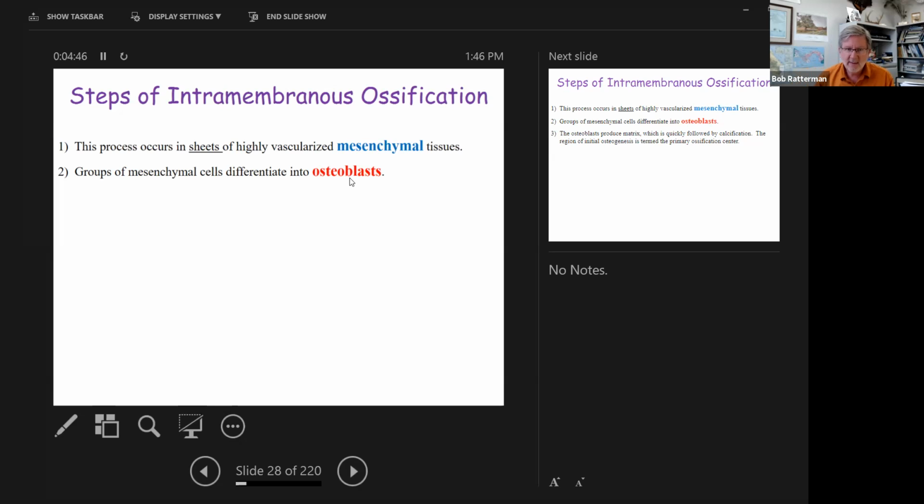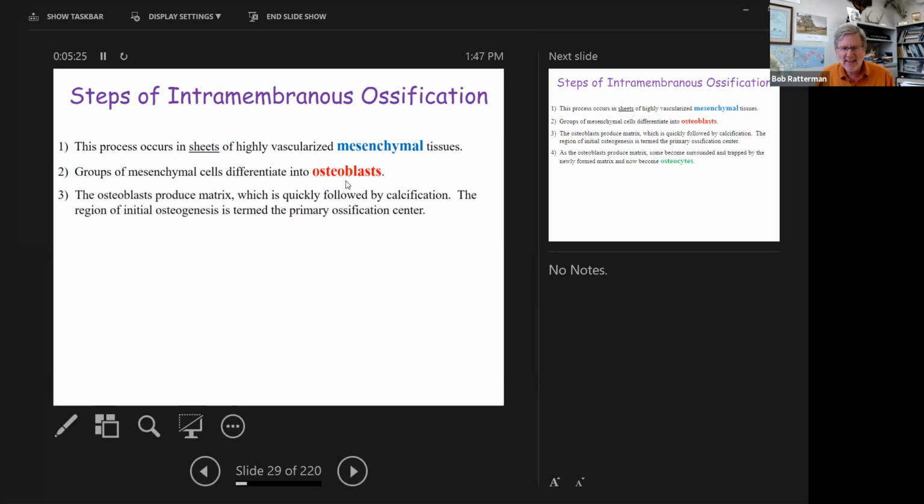That makes sense because what's the goal here? Ossification. Ossification simply means to make bone. Make bone, ossify, make bone. So one would think that if you want to make a house, you better have a builder. It's as simple as that. If you want to build bone, you need osteoblasts. So those osteoblasts differentiate from what we call mesenchymal embryonic tissue.